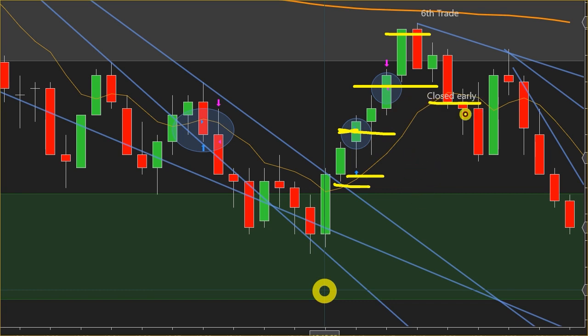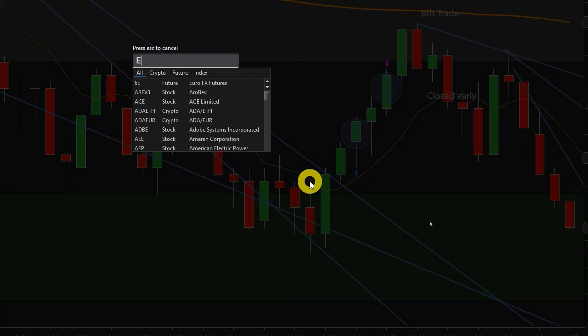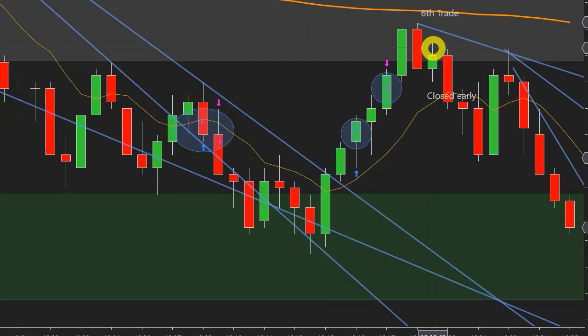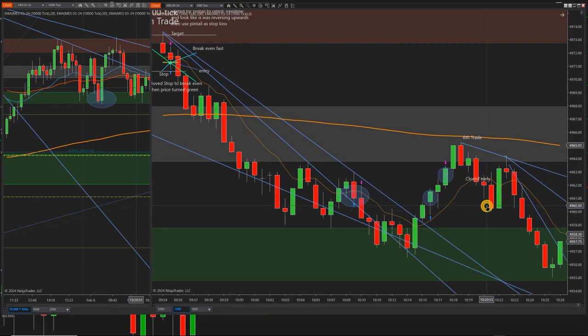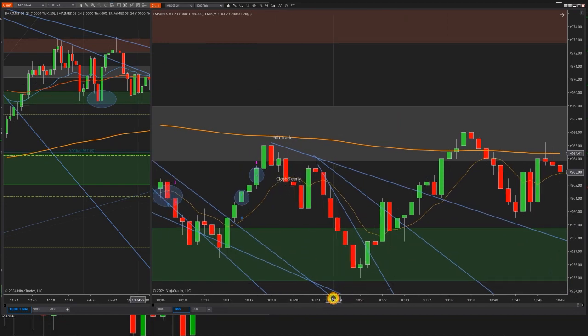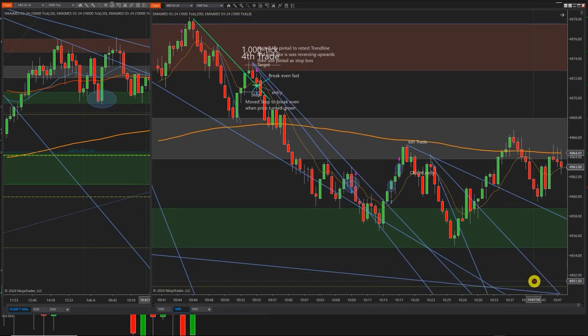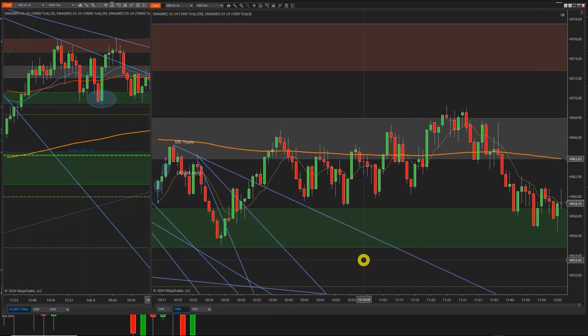I closed early, it says here on my notes. So that's unfortunate because I really could have gotten probably 2-to-1 or more on that. And that was my last trade. I decided to take a profit today and not overtrade and look at this choppy range.